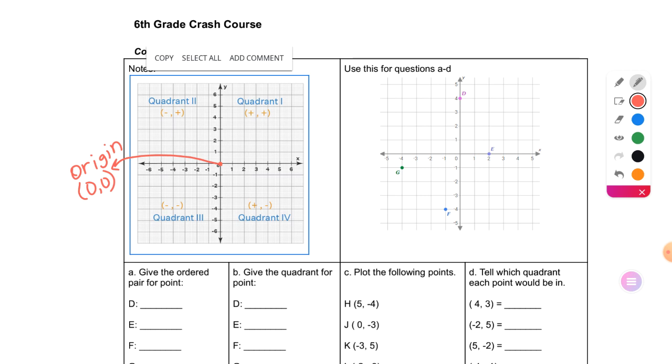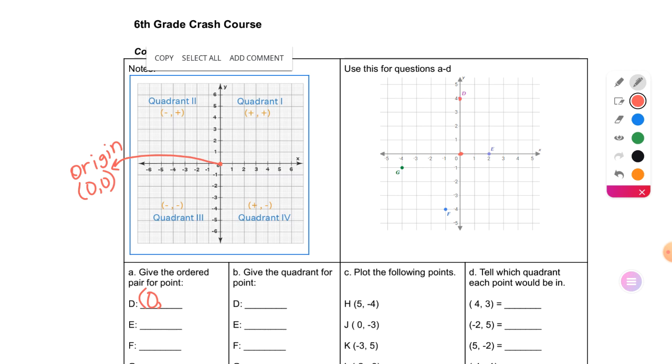Okay, so we're just going to jump into some examples because, again, we already have some background knowledge here. It says use this for questions A through D. So we're going to come down here. Give the ordered pair for point D. Point D. Who thinks they can give me the ordered pair for that? Remember, we have to go along the x-axis first and then the y-axis. So if I start at 0, 0, how far over, left or right, do I have to go to get to D? Emmett? How far over? I have to go over 0. So my first number is 0 because I go over 0 and then I go up 4.